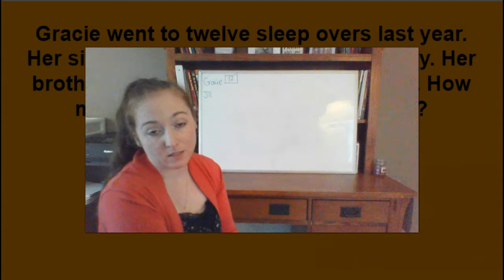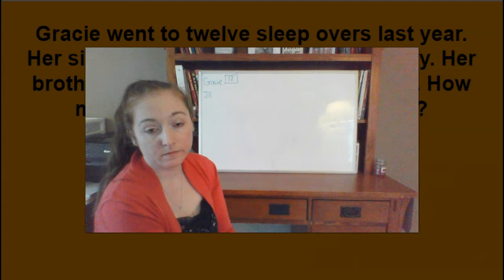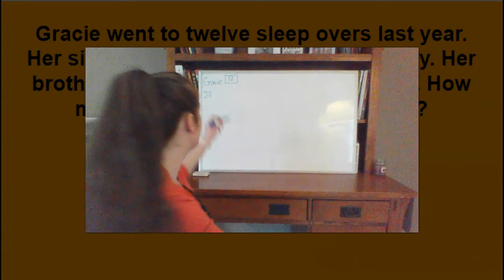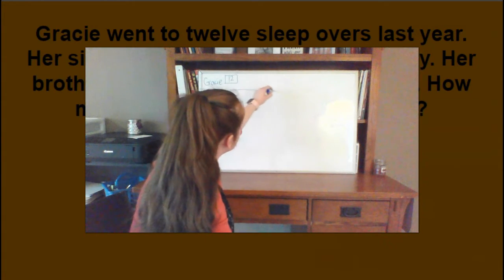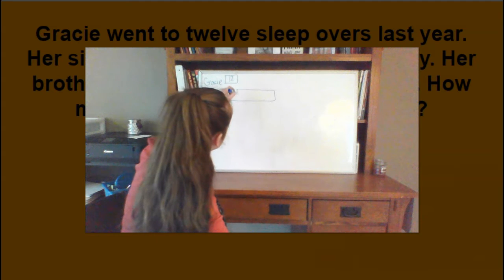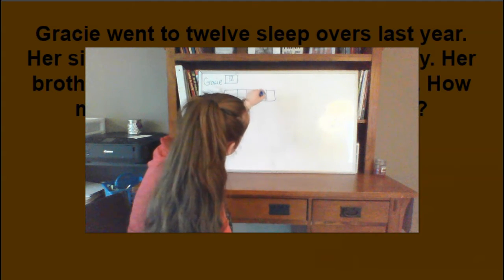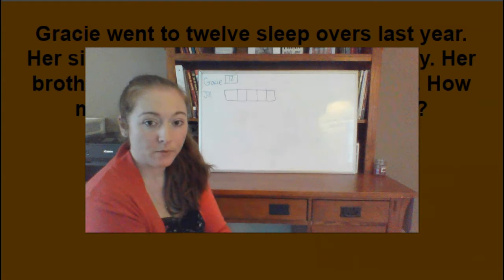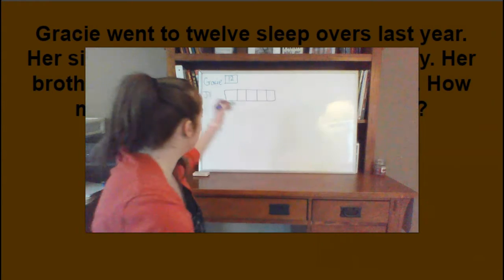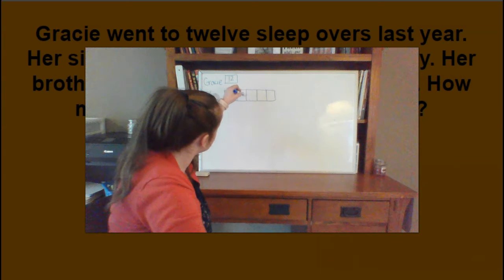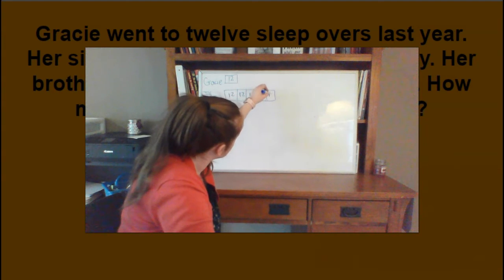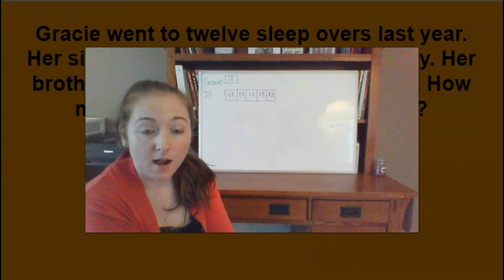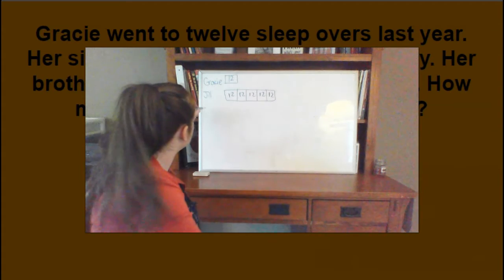So how many rectangles am I going to draw? 5. I'm going to do 5 times as many, so I'm going to draw 5 rectangles. Great. So what does each one of these bars in our bar model represent? 12. Very good. But that's not the last bit of information that we have. We still have to calculate their brother, Griffin. So let's do Griffin.